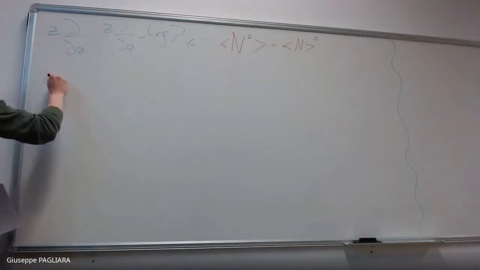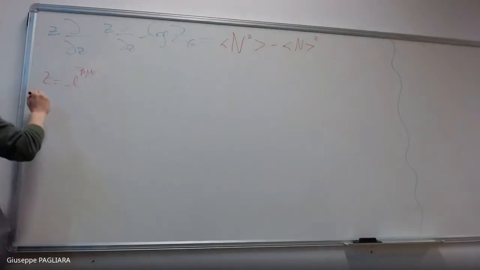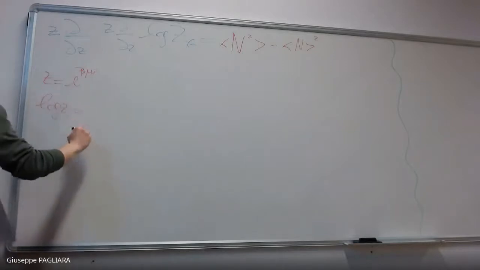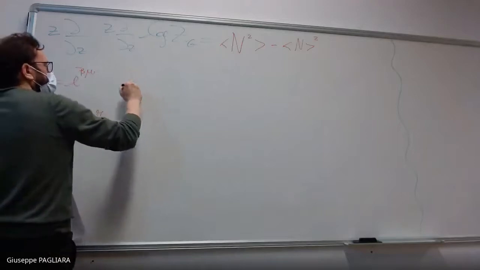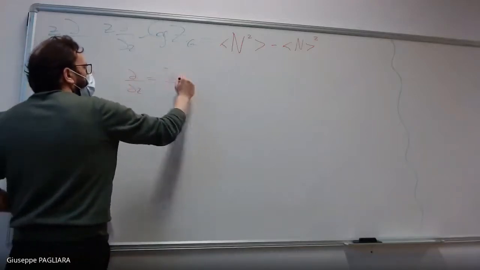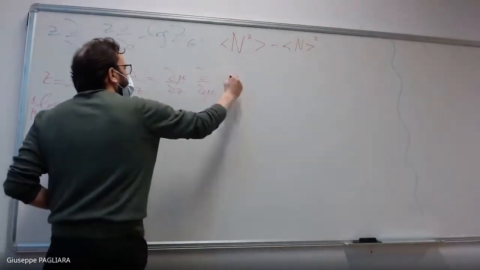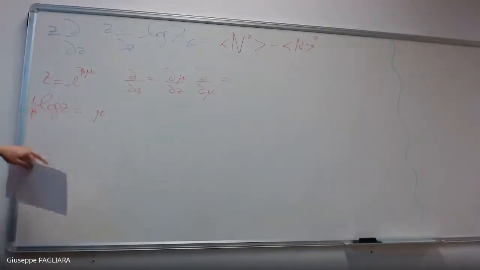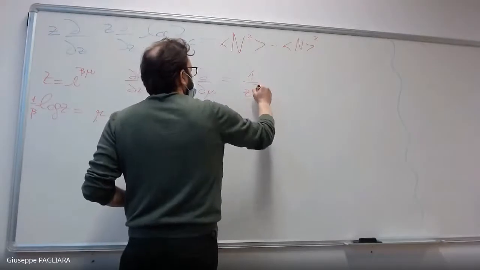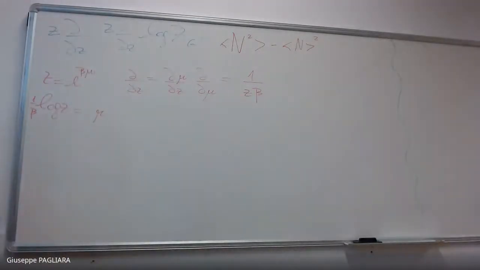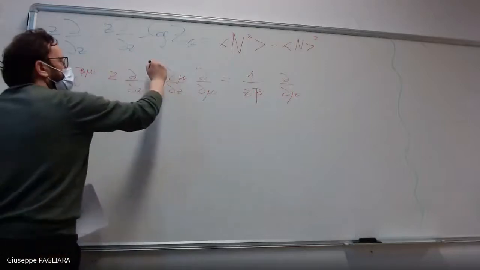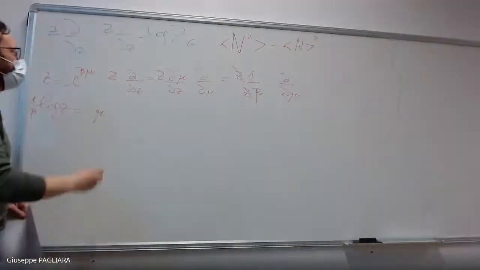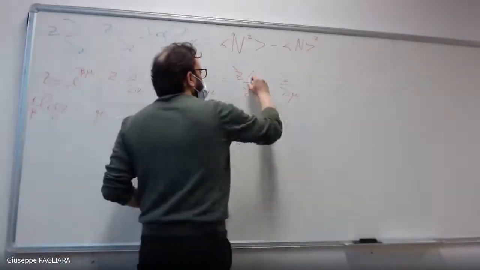Indeed, z is e to beta mu, from which the log of z is equal to beta mu, and here I put 1 over beta, and therefore the derivative with respect to z can be written as the derivative of mu with respect to z times the derivative with respect to mu, and the derivative of mu with respect to z is 1 over z beta. And if I multiply this by z, therefore this operator, if you want, is just 1 over beta times the derivative with respect to mu.